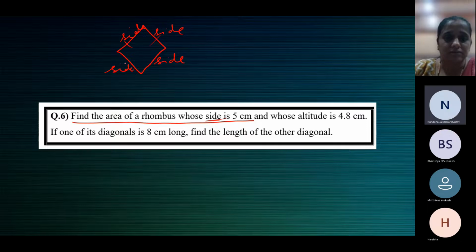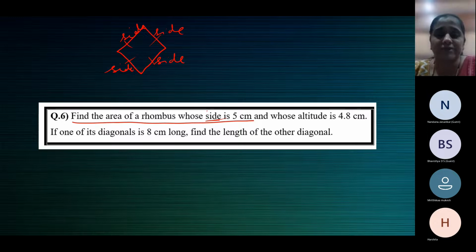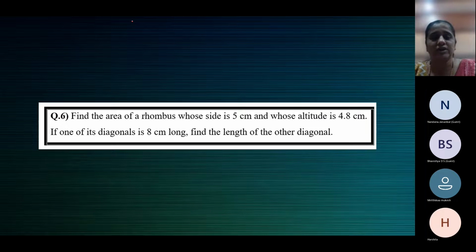So the area of the rhombus is base into height, correct. The side is nothing but the base. Base and altitude, this is the height. So base and height are given, so we can find the area of the rhombus. Area of the rhombus is equal to base into height.